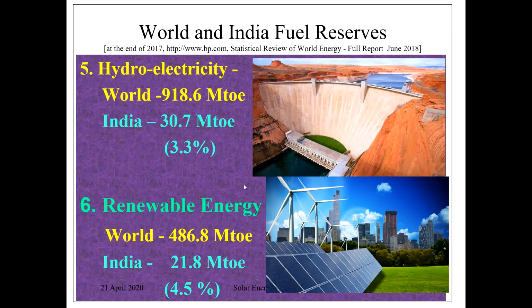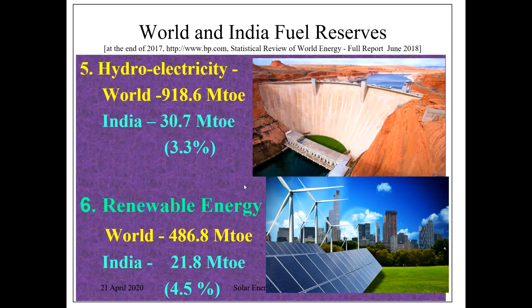At the world level, China is the largest hydroelectricity producer. Brazil and Russia are other major generators of hydroelectricity. At the world level, the installed capacity of hydroelectricity is 918.6 million tons of oil equivalent. At the Indian level, we have a 3.3% contribution in hydroelectricity.